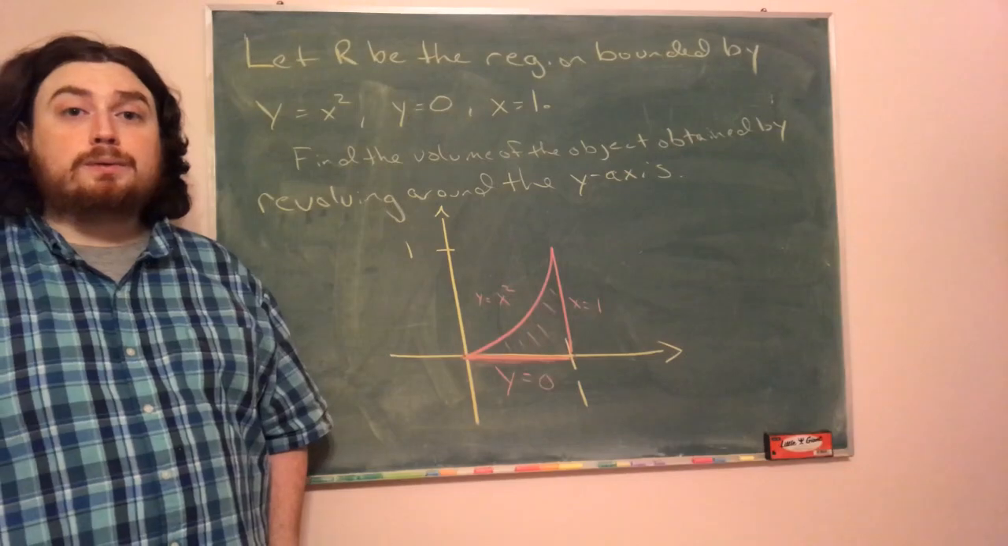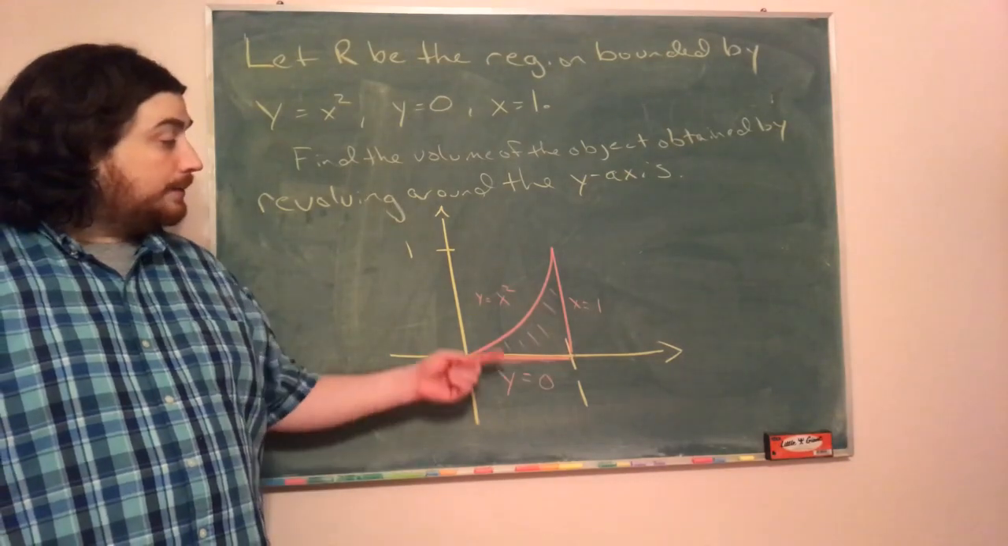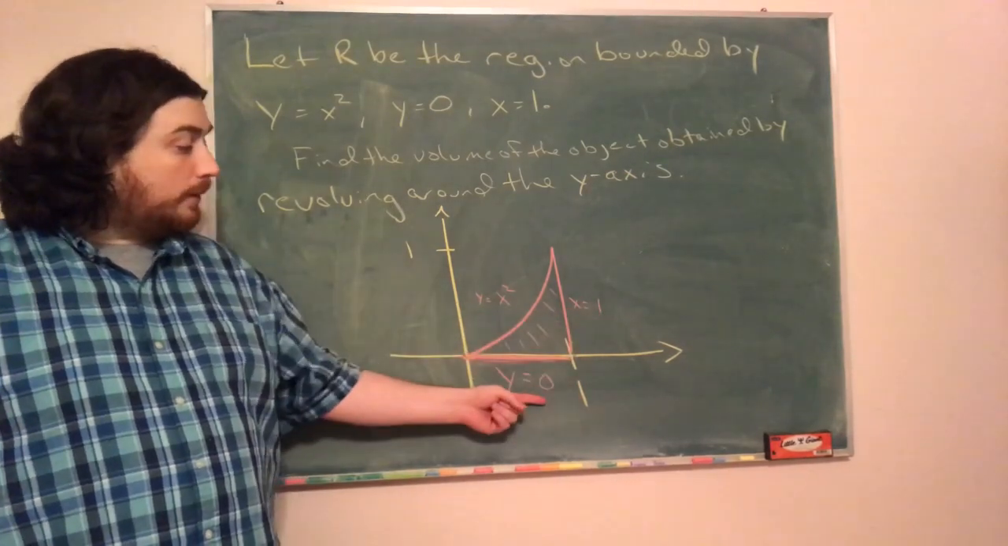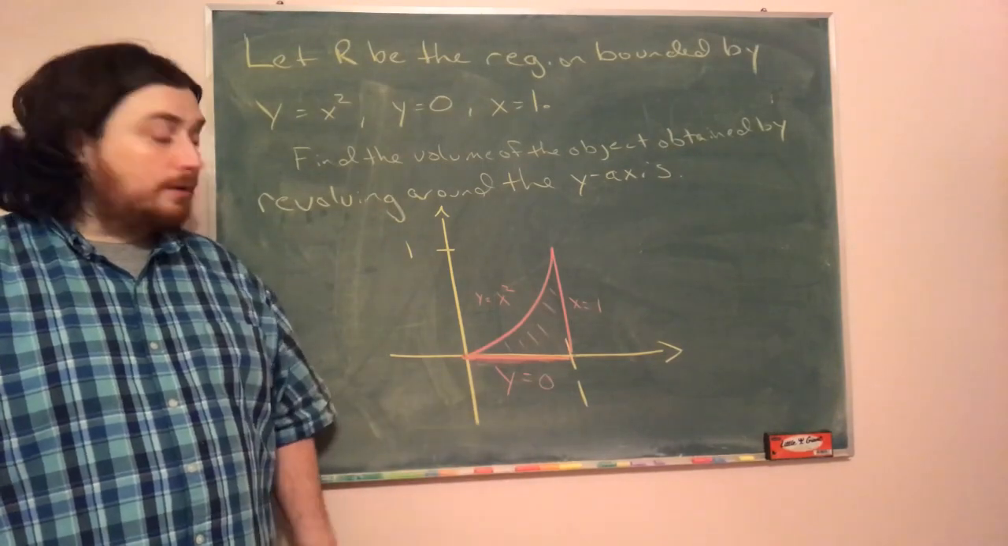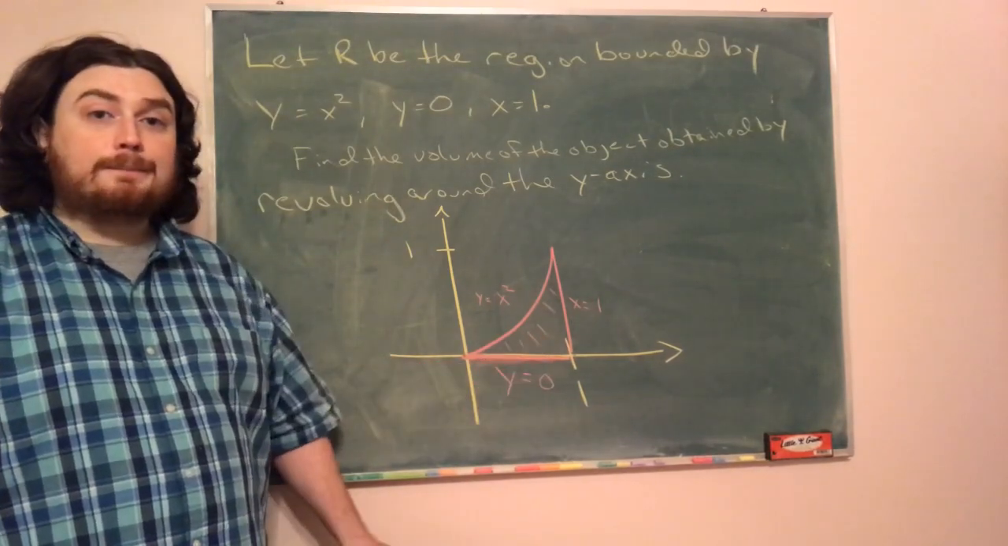Alright, so I've graphed those three functions in order to find that region. So we have y equals x squared, x equals 1, and y equals 0. So the region bounded by those functions is going to be this region right here.